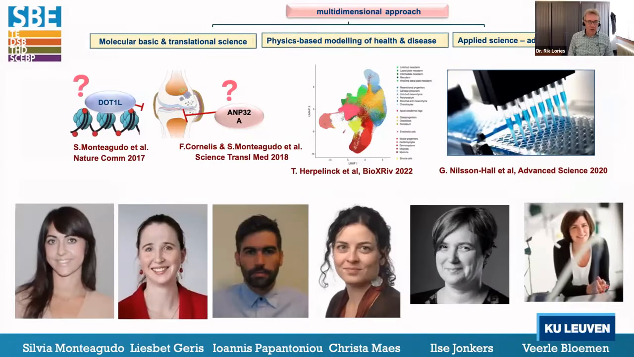We are a multidisciplinary team, and much of the work that we do would not be possible without the input of different people with different backgrounds. You can see the academic staff down here. It features Professor Monteagudo, who is a pharmacist and who is co-directing the tissue homeostasis and disease lab with me. And then we have a number of engineers, Lies Geris, Yannis Papantonio, Christa Maas, and Veerle Bloemen, who work more in regenerative medicine, but also in developmental biology.